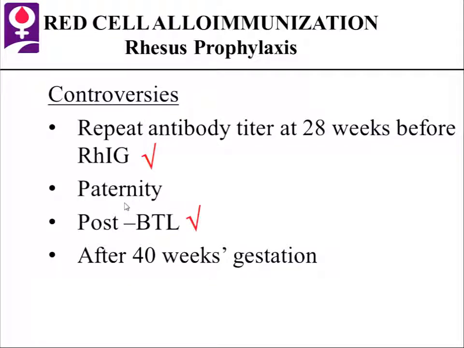Paternity: I don't give it to patients who say, Dad's here, he's got a blood bank card that says he's Rh negative. I don't give it. I do give it after tubal ligation. We see more and more couples who end up divorced and conceive through IVF, even though the tubal ligation has been done, and so you don't want that patient sensitized. And some people advocate giving it after 40 weeks. Most people don't give a second injection in a term pregnancy.